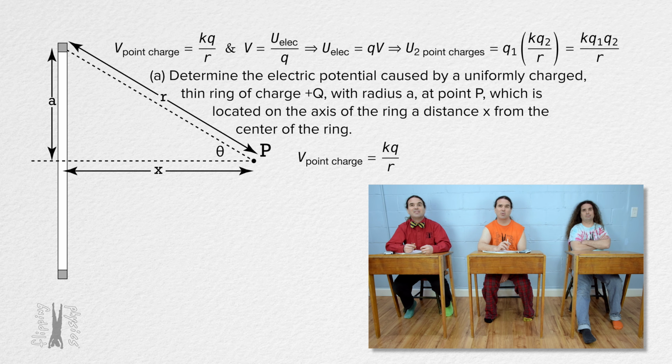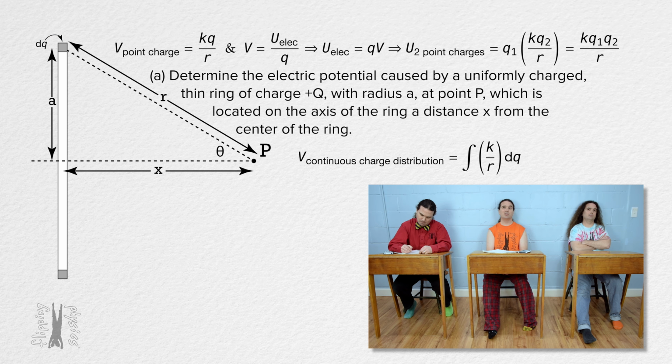Electric potential from a point charge equals the Coulomb constant times charge divided by r, the distance from the center of the point charge to the location of the electric potential. But this is not a point charge. It is a continuous charge distribution. So we need to break the uniformly charged thin ring of charge positive q into an infinite number of infinitesimally small charges dq. That means the electric potential caused by a continuous charge distribution equals the integral of the Coulomb constant over r with respect to charge.